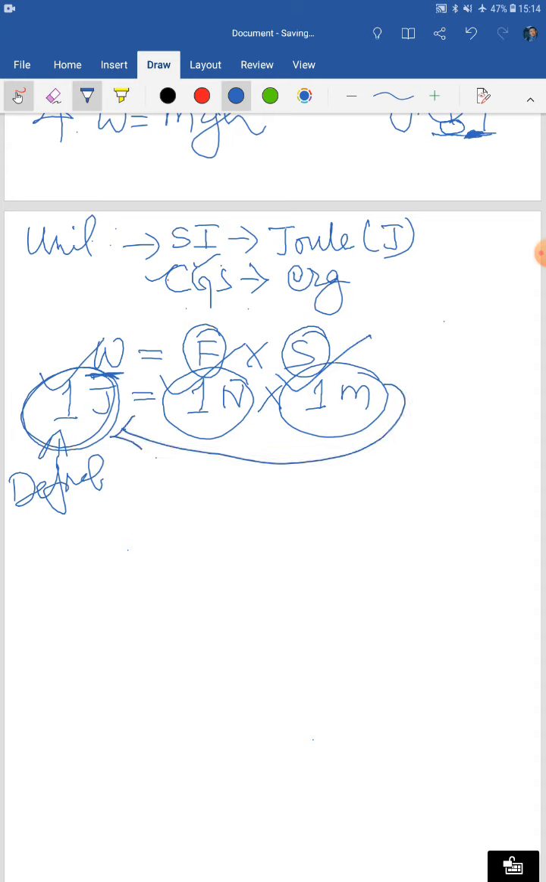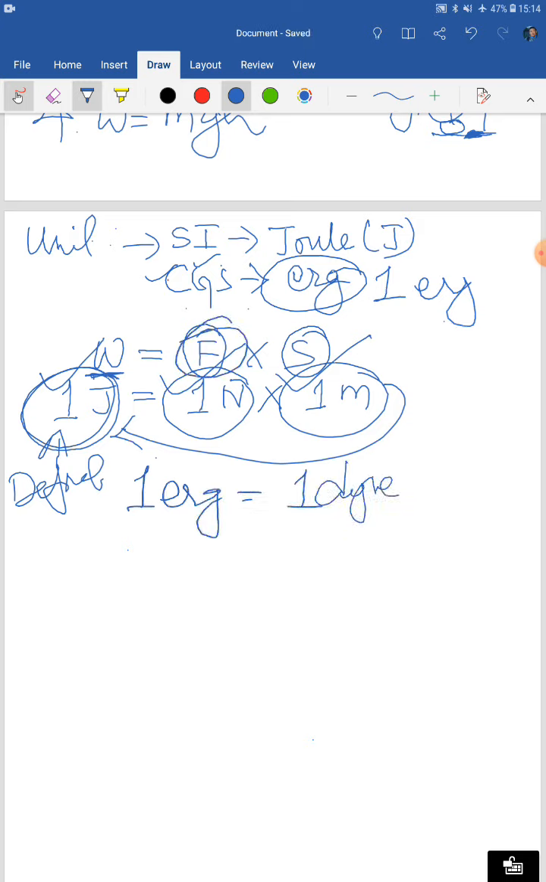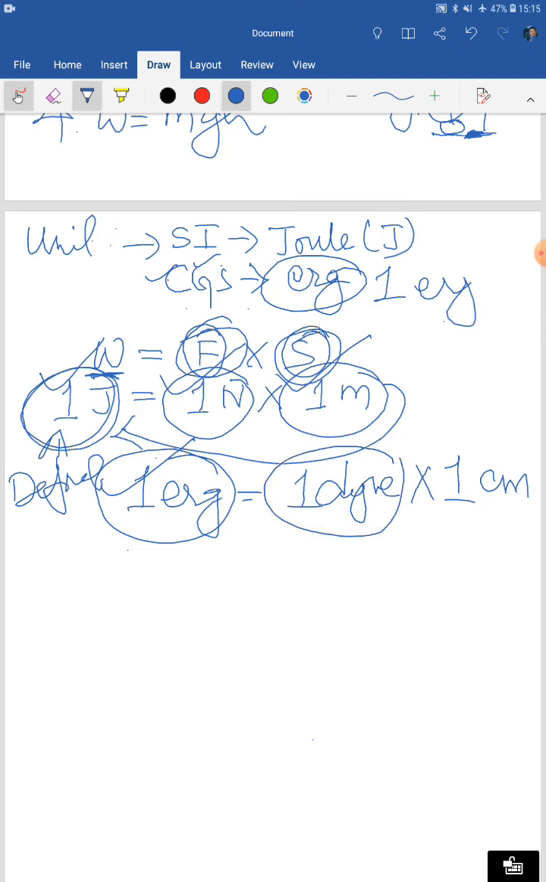So similarly we can define 1 erg also. Here we can write 1 erg equals, the CGS unit of force is dyne, so 1 dyne into 1, the CGS unit of displacement, which is centimeter. So 1 erg is the amount of work done by a force of 1 dyne when the displacement produced on the body is 1 centimeter. All right. So today's first assignment is define 1 joule. Number 2, define 1 erg. Okay, clear.